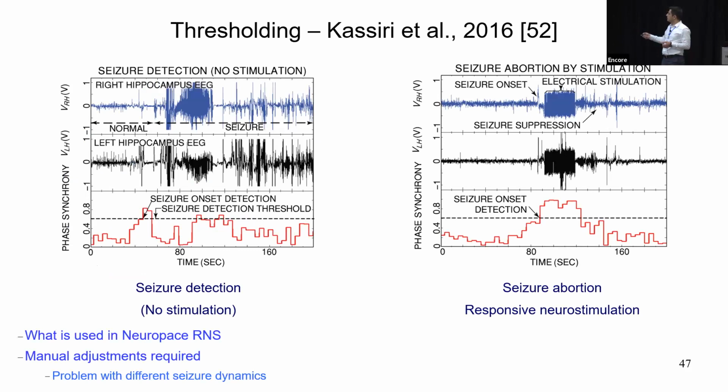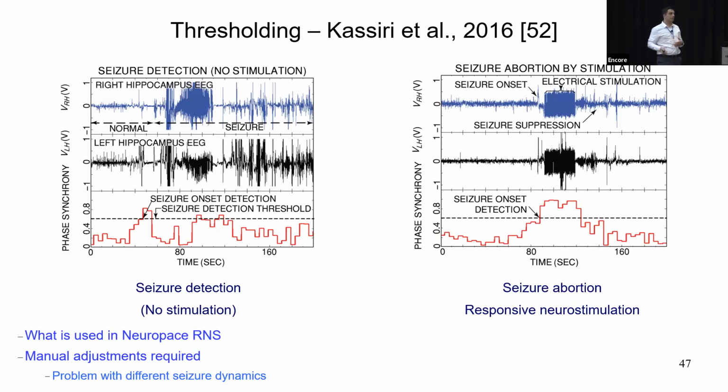And you can see an example of this from our work in 2016, where, as I showed before, at the onset of the seizure, the value of the PLV goes above a certain threshold. In the scenario on the left, we don't do stimulation, so the value of the PLV goes back up again. In the scenario on the right, after detecting the seizure, we actually triggered stimulation. And once the stimulation is turned off, we can see that the PLV value goes down and stays down.